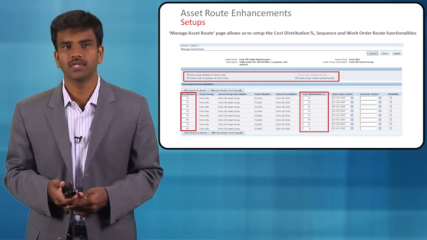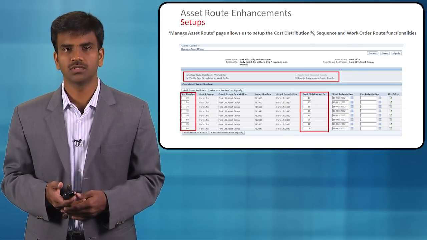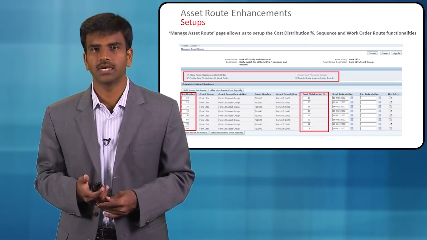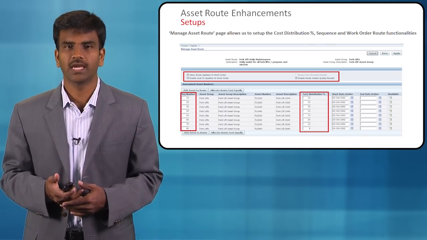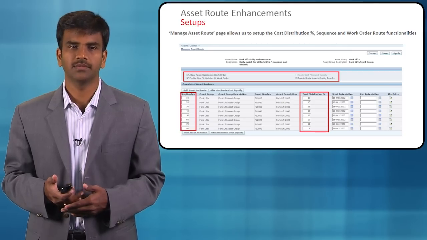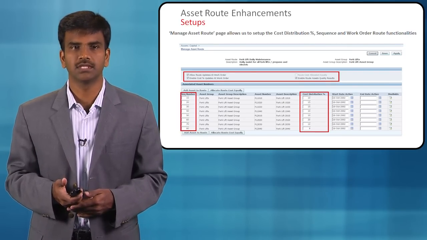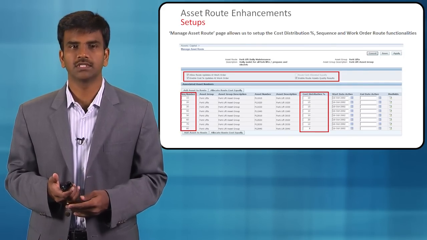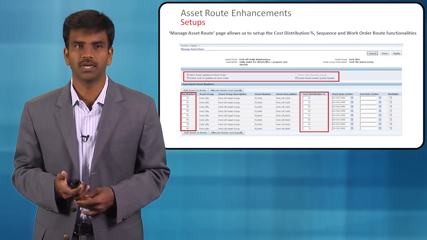And also we'll be having the cost distribution percentage specified for the asset route's member assets. This cost distribution percentage need not be equally distributed like it existed before. We can have a differential cost distribution percentage entered for each of the member assets, and as long as it sums up to 100%, the system will allow us to specify any variable cost distribution percentage for member assets.